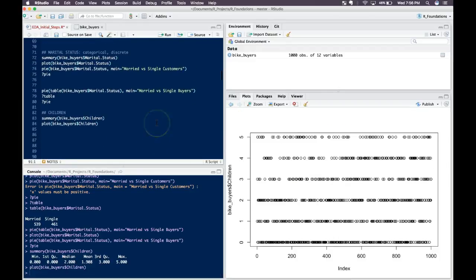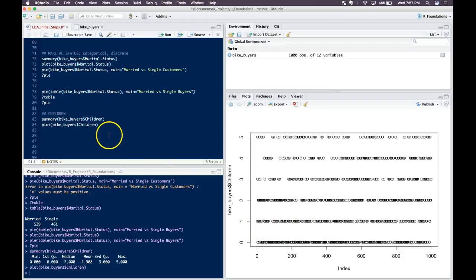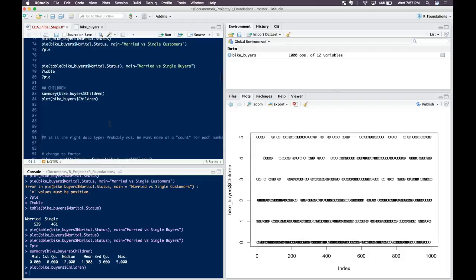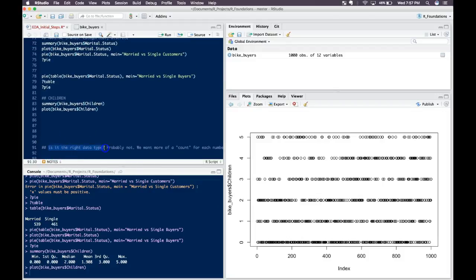So if we try and plot this, it's just kind of a mess. It takes some time to interpret this, and what it's actually saying is, here's one child, and here are all the observations that have this many children. So it's not very helpful. So you have to ask yourself, is it the right data type? It's probably not. We want more of a count of how many people have 0 children, how many people have 1 child, how many people have 2, 3, 4, 5.